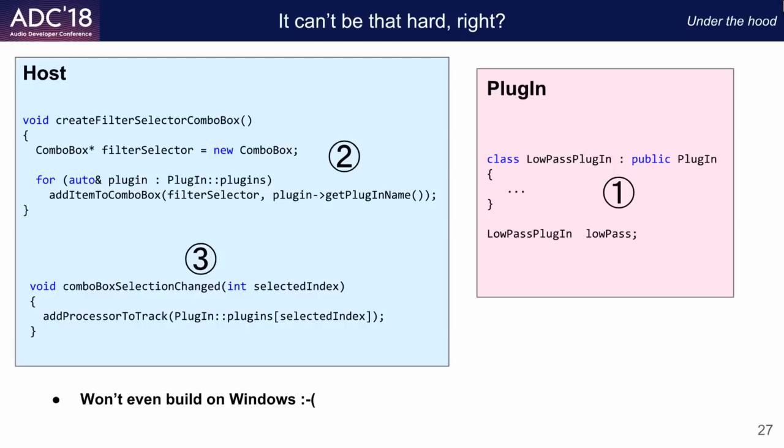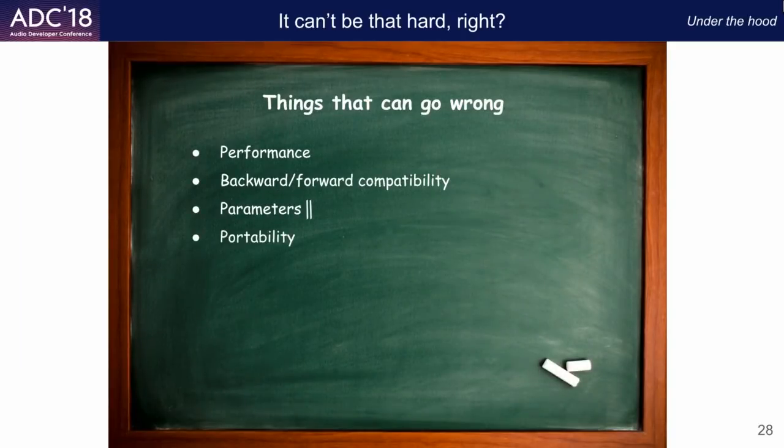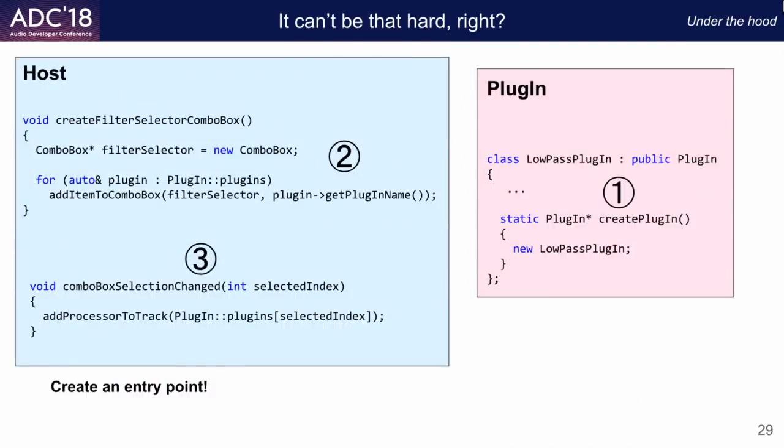We fixed all these bugs, and it doesn't even build on Windows. And the reason it doesn't build on Windows is because it's fine for the host to have symbol dependencies on the plugin, right? There are some dependencies that need to be called into the plugin, but on Windows, and actually on Mac, if you compile it as a bundle, there can't be any dependencies going the other way. And this calls the constructor of our base class, right? And the constructor of our base class lives in the host, so here we now have a dependency going the other way that's not allowed on Windows and in certain configurations on Mac, so it doesn't even compile. So again, some portability issues, okay? So what do we do? We create an entry point. This guy calls the entry point.